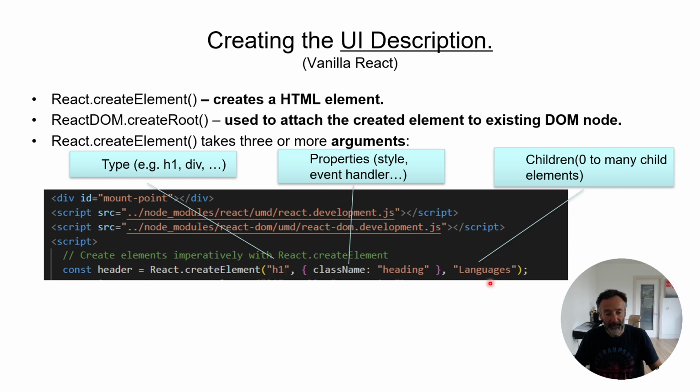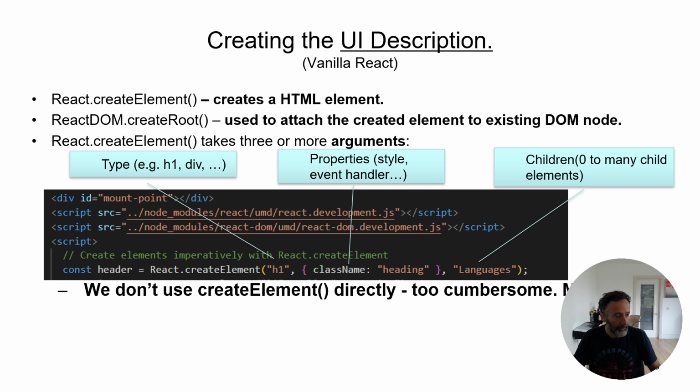That will be in our app. So in this case, it's just the text that's going to appear in the heading, the header, H1, right? So it's languages here. But that could be zero or many child elements. We'll see that in a minute, a little bit more clearly, hopefully, right?